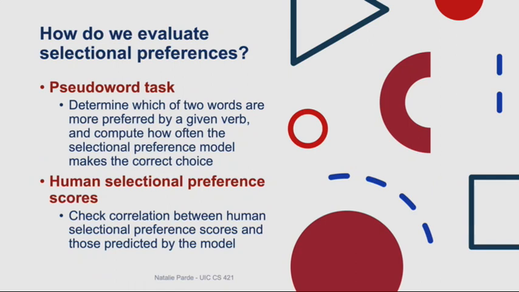So given all of that, how do we determine if the selectional preferences we've learned are actually reasonable? There are two main ways that selectional preferences are typically evaluated. One way is to use the selectional preference model to determine which of two words, a correct context word and a confounder word, are more preferred by a given verb, and then compute how often the selectional preference model makes the correct choice. The other way is to collect human selectional preference scores, generally by asking humans to rate the plausibility of different verb-argument pairs, and then check the correlation between those scores and the selectional preference scores predicted by the model.